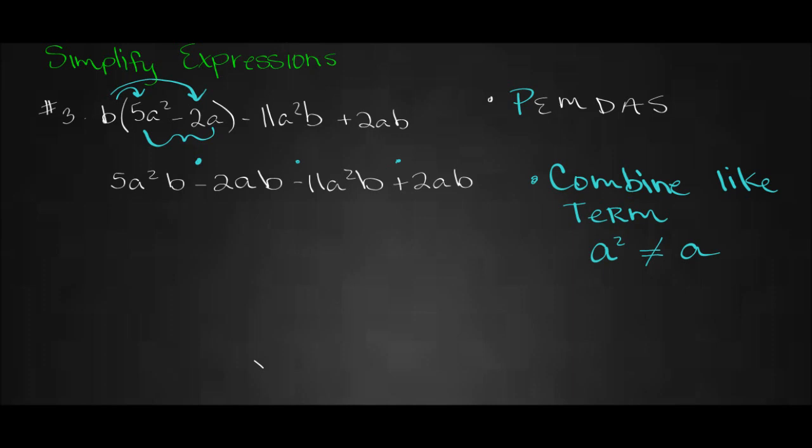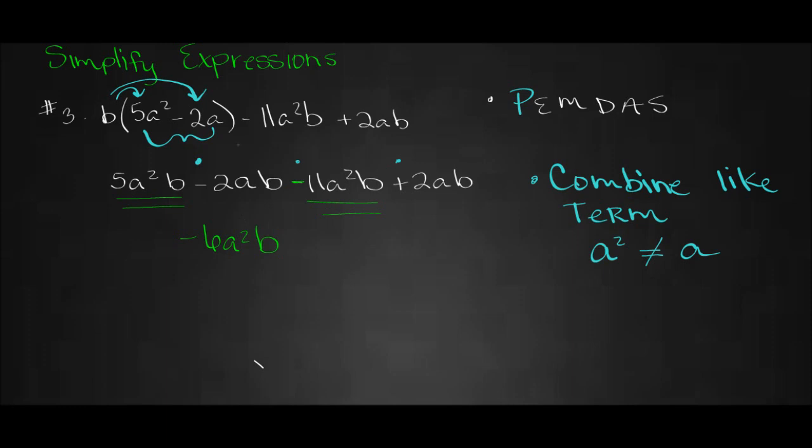Now, if you look at this first term, I've got an a squared b, and over here I've got an a squared b. Those are like terms. I can combine those. Now, we have 5 of these things, minus 11 of these things, because you have to remember that negative belongs to the 11. So 5 minus 11 is going to give you a negative 6. And I had negative 6 a squared b's.